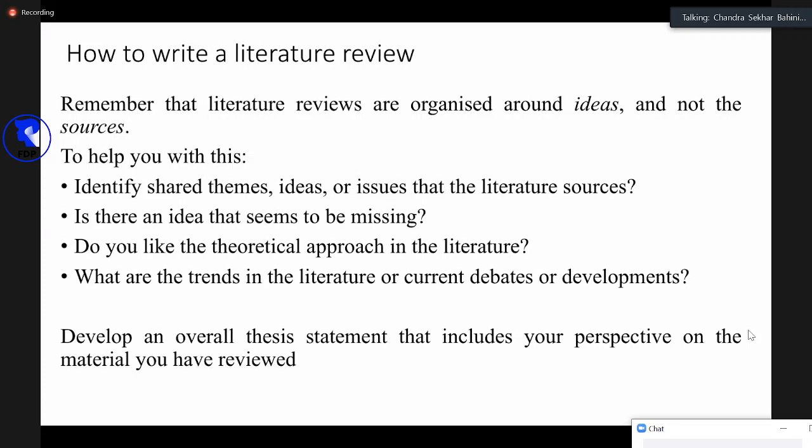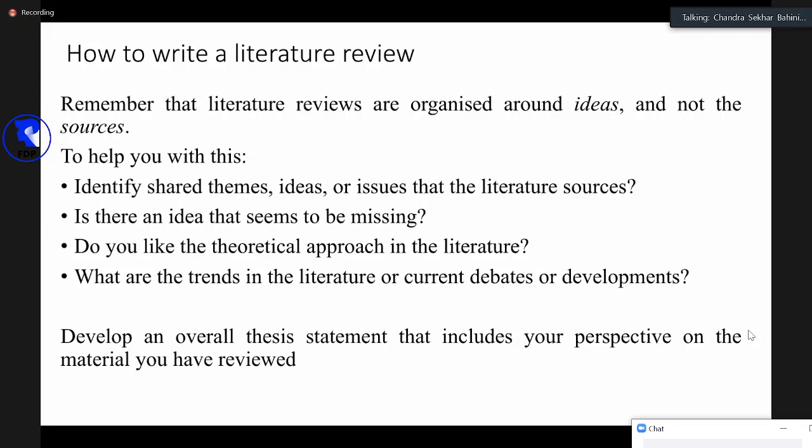When they're doing a literature review, they write that author X told the story. Then the next paragraph, author Y. The next paragraph, author Z. Next paragraph, author A. Next paragraph, author B. Please remember, this is not a literature review. This is just like a bibliographic summary, summarizing the findings of each study.